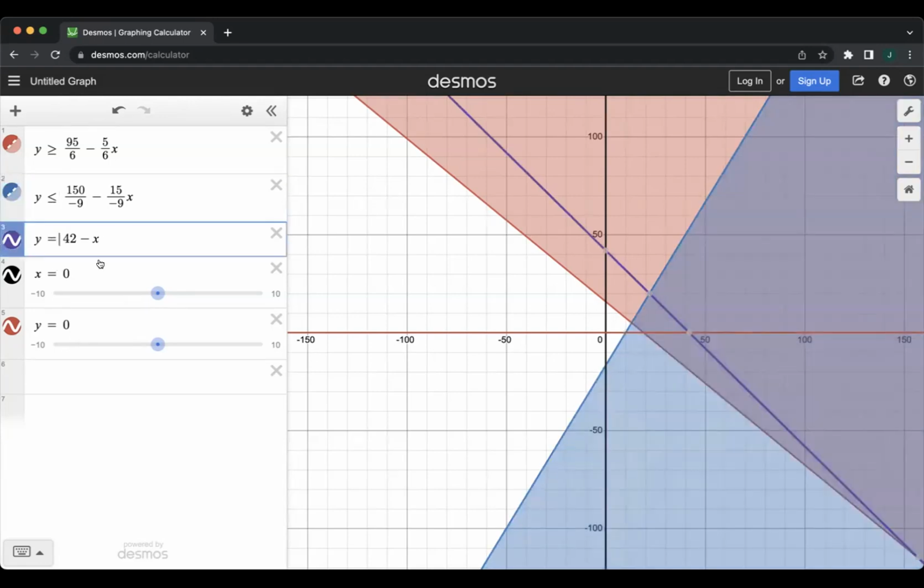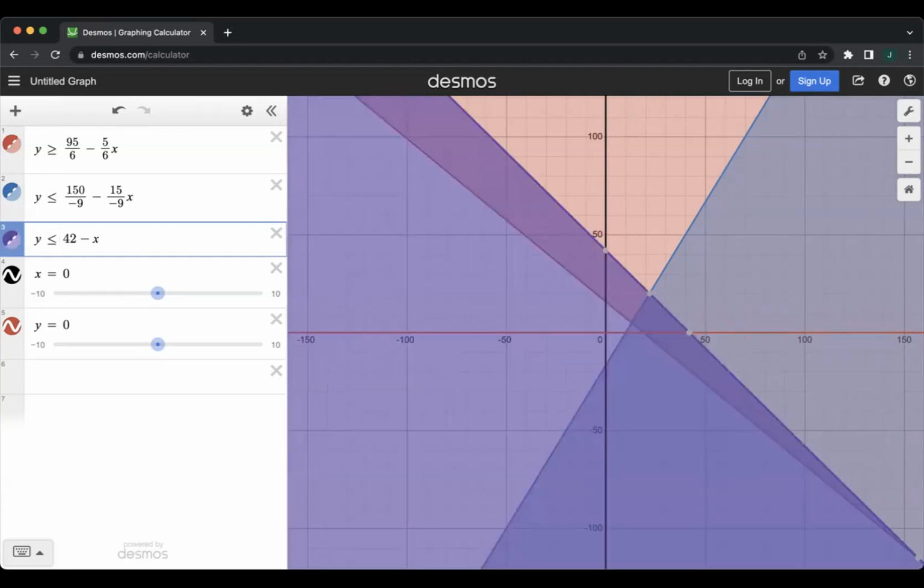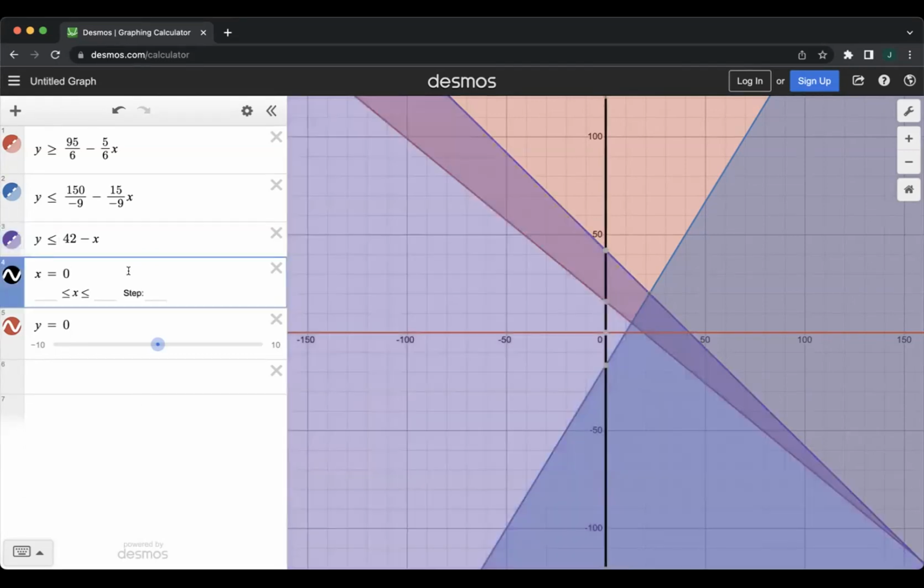The third inequality was a less than or equal to. All right, again, line is solid because it's an equal to one, and then we're shading below the line because we want y values less than that. And then the other ones I'll just leave how they are, but we just need to remember we want our y and x values to be positive.